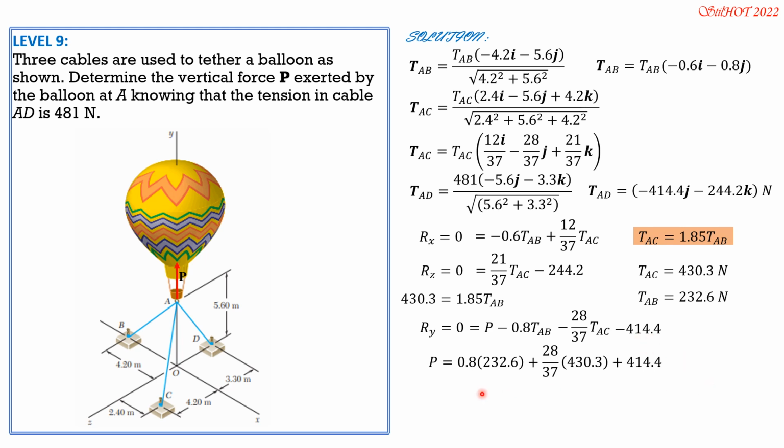So we can now solve for P, and it is upward. So the answer is 926.1 newtons upward. Without that upward, that is partially wrong. Or you may answer in vector form, P is 926.1 J newtons. That's also the other possible answer.